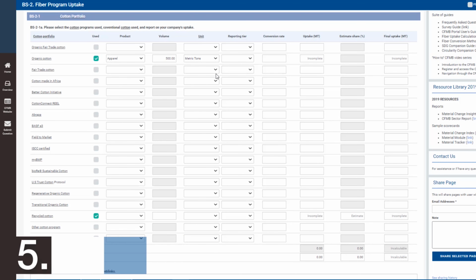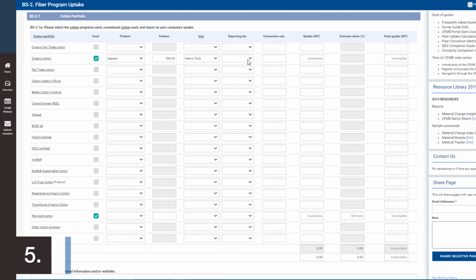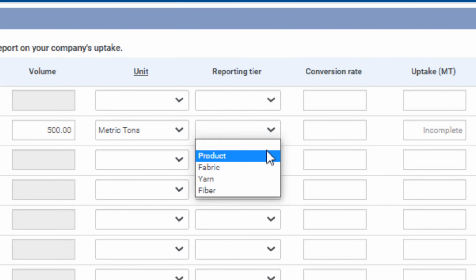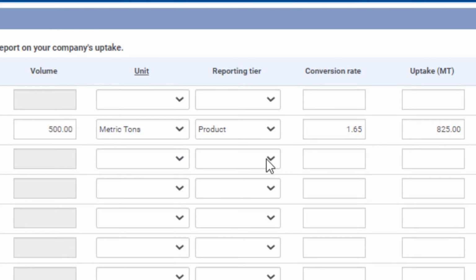Step 5. Please select the supply chain stage associated with the volume reported. As mentioned previously, companies can complete uptake calculations at different points in the supply chain. The main stages this can be calculated are product level, fabric level, yarn level, and fiber level. For example, if uptake volume is calculated based upon product compositions and weights, please select product level.